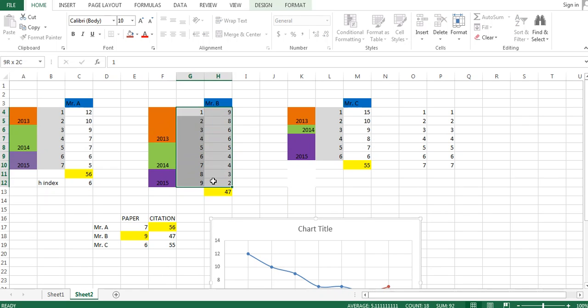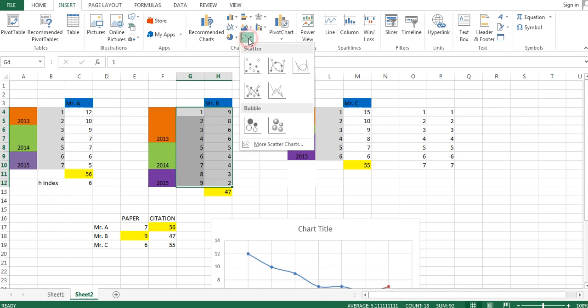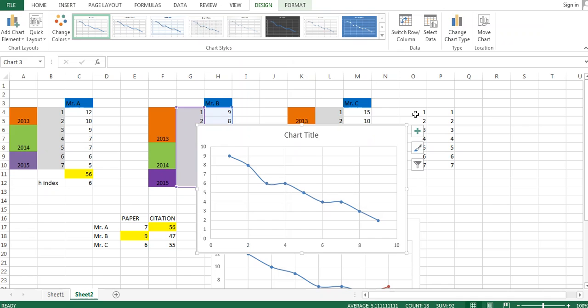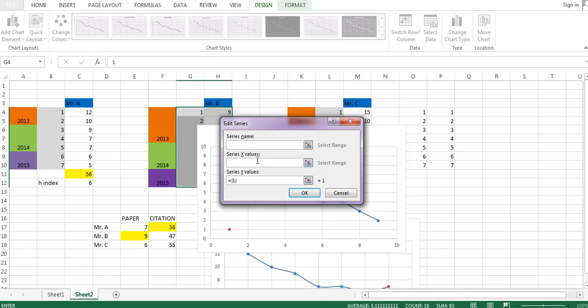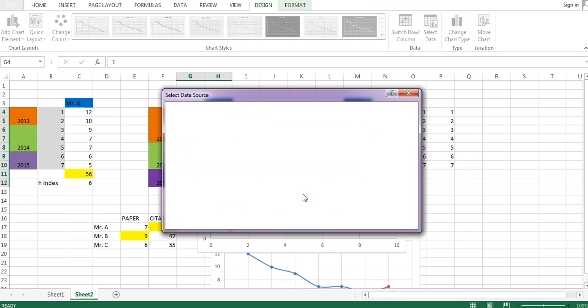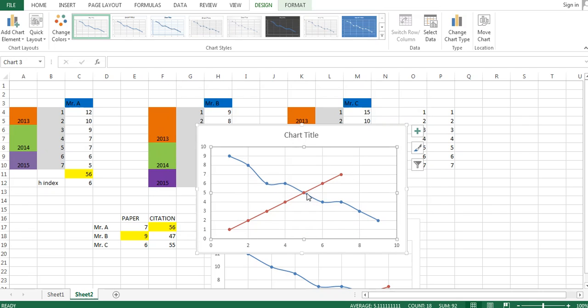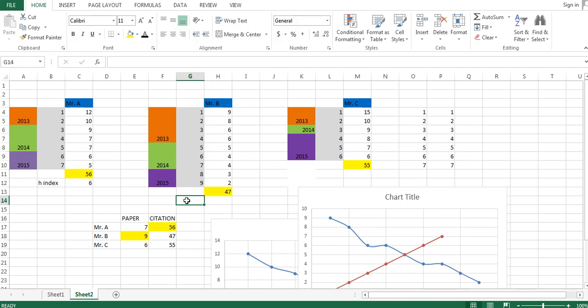Go to insert, XY scatter. Same line, same thing I have to do once again. Another line, select data, add, x-axis this value, y-axis say this one. So this point is 5, 5. So Mr. B's H index is 5. I can write it here: H index Mr. A I got 6, Mr. B I got 5. Similar thing I will be doing for Mr. C.